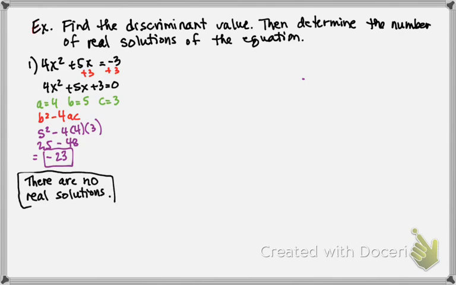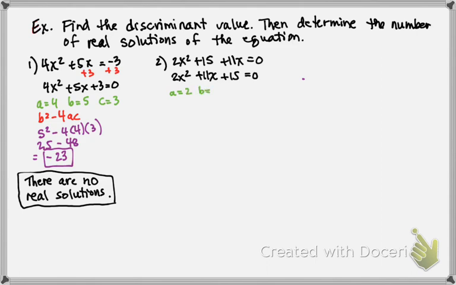Now sometimes you'll be asked for what is that discriminant, not just how many solutions you'll have. All right, next equation, 2x squared plus 15 plus 11x equals 0. Again, we have an issue with this equation because it's not written in standard form, so we're going to do that. Linear comes after quadratic, and constant comes at the end. Now we identify a, b, and c. A is 2, b is 11, c is 15.